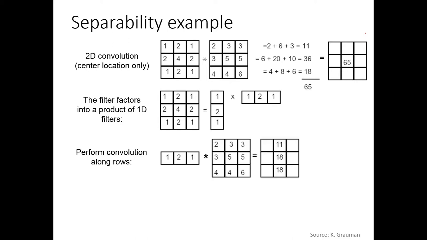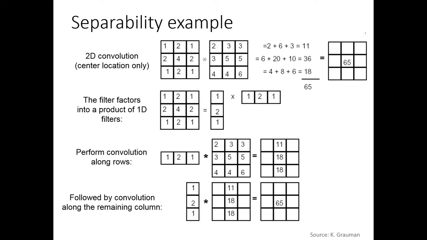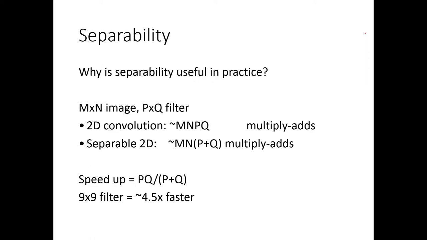The advantage is that if the filter is separable, in general I can gain in terms of computational cost. For example, with a 9 by 9 filter, I can get something like a 4.5 times speedup. If I do it by brute force, with a filter of size p times q, the number of operations is about m times n times p times q. But if I separate them, then it's m times n times p plus q. So typically you will have some gain in speed.